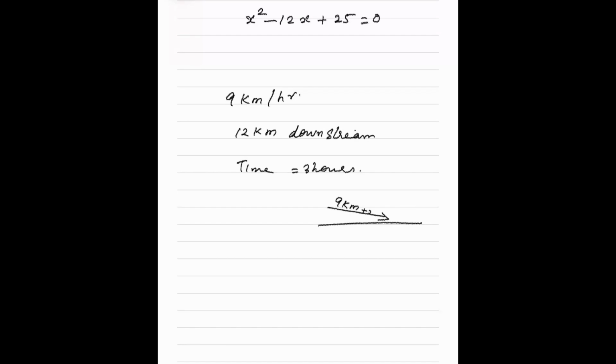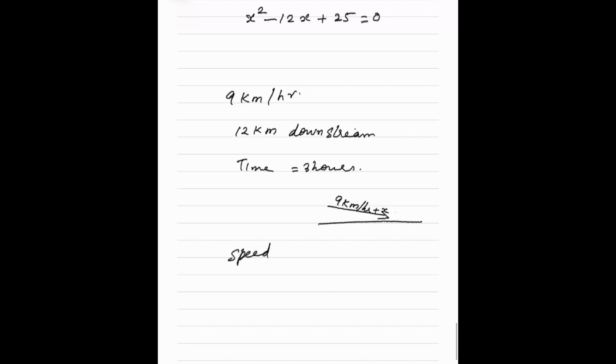So when you say downstream, the stream has a speed, right? So stream will have some speed. So what is that speed? We don't know what is that speed. So that stream, we have to take it as x kilometer per hour. So that is the speed of the stream. So what will be the total speed of the boat then? The speed of the boat downstream is going to be 9 plus x kilometer per hour.